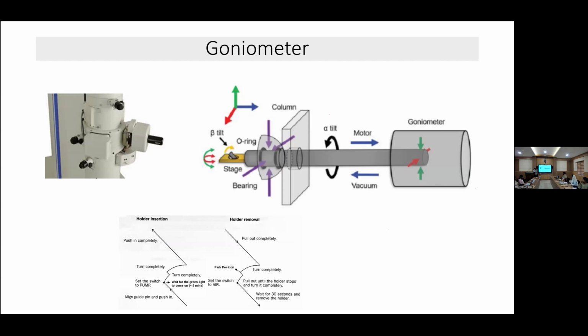So next is the goniometer section. This section handles the sample. What should we take care of in sample preparation? We have another section where I will explain that. Here, this is the sample holder. So we need to insert the sample into a high vacuum system. How does it happen?